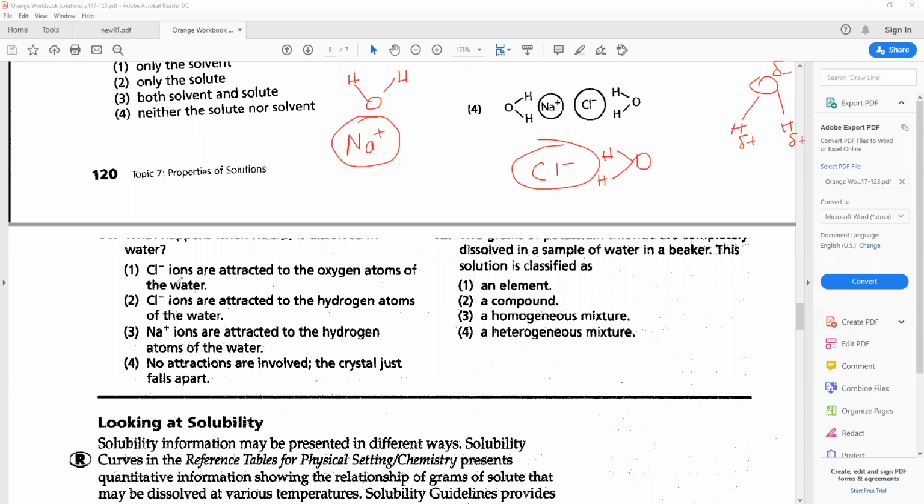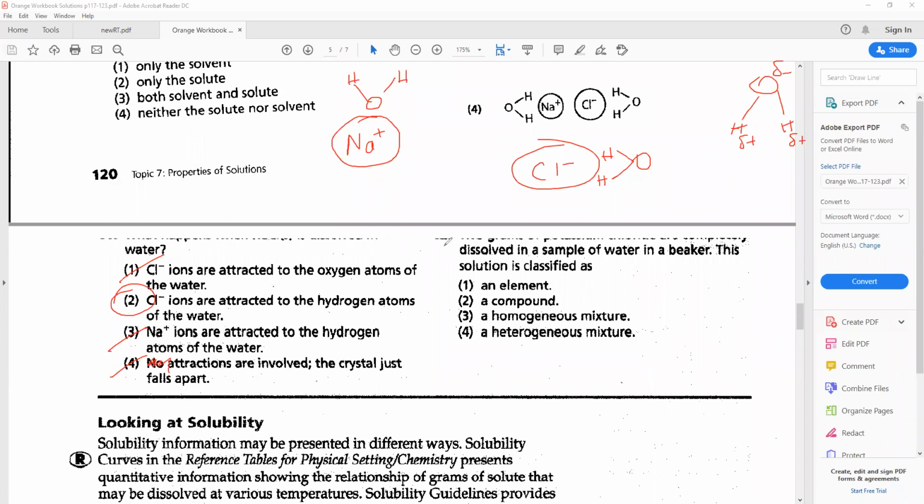So we're going to see, it says the chloride are going to be attracted to the oxygen. No, the chloride are going to be attracted to the hydrogen. Therefore, that doesn't make sense. So the chloride ions are attracted to the hydrogen atoms of the water. Let's make sure the other ones are wrong. The sodium ions are attracted to the hydrogen? No, the sodium ions are attracted to the oxygen. And no, there are attractions involved. The crystal doesn't just fall apart. What causes it to fall apart is the attractions between the water and the ions.